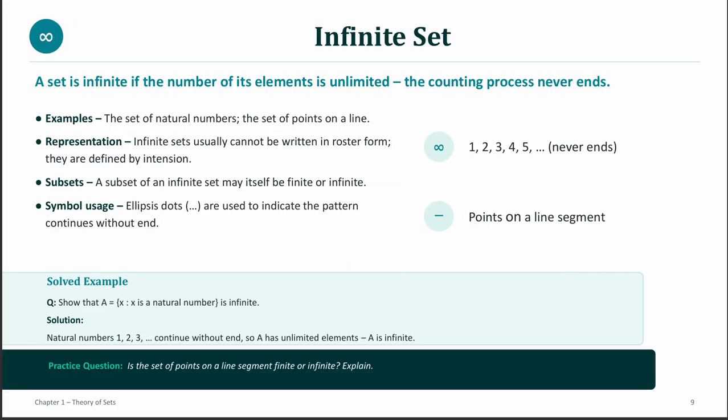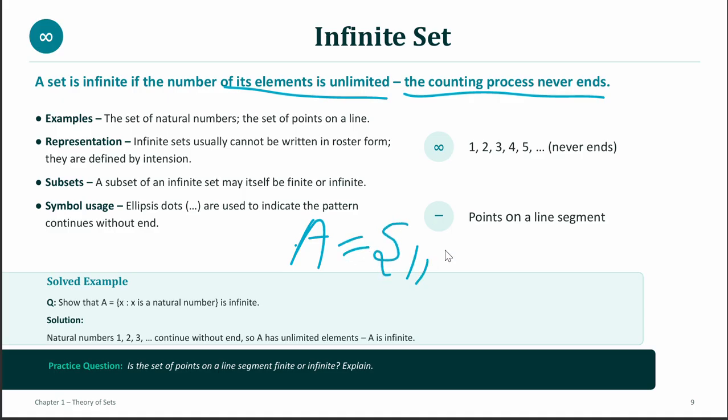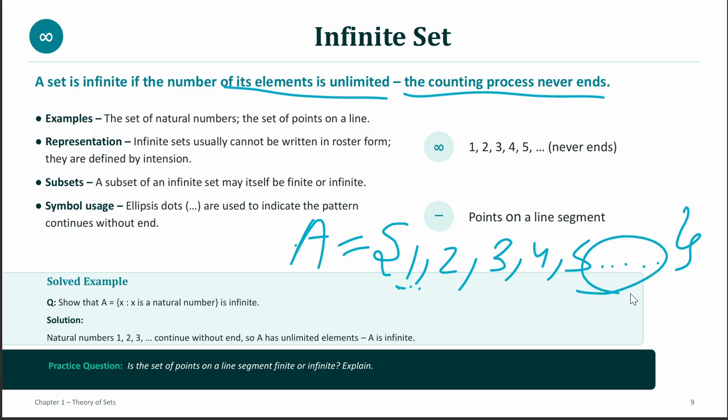A set is infinite if the number of its elements is unlimited. That means the counting process never ends. So the set of natural numbers, if I say create a set for the natural numbers, how are you going to do it? You're going to make it like this: 1, 2, it starts from 1, right? So 1, 2, 3, 4, 5, and so on. You're going to use these ellipsis dots to show continuity, because obviously I cannot write all the natural numbers in my roster method in the form of tabulation.